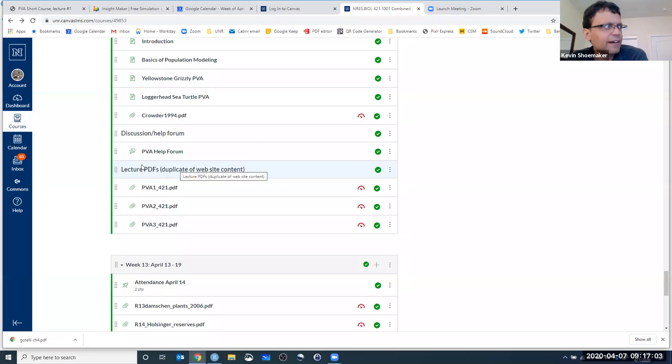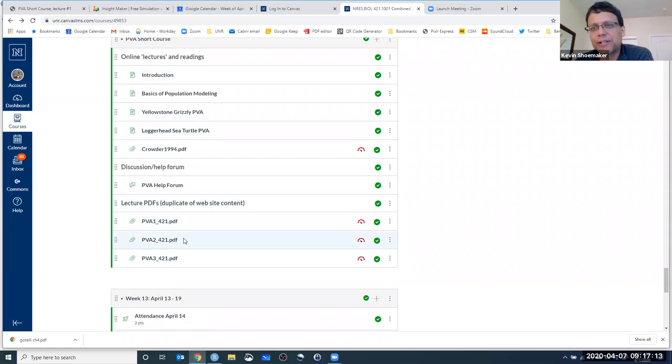There's PDFs of the lecture materials, but that's all redundant because that's all on the web too. So if you wanted to print out anything, you could use that, but otherwise those PDFs are totally optional. So that's how the short course works.